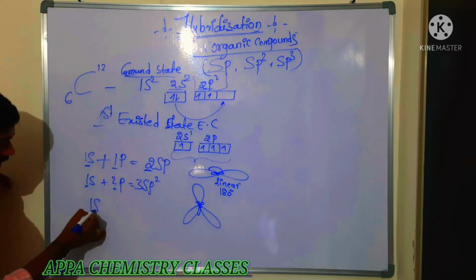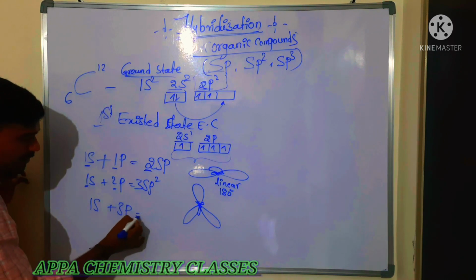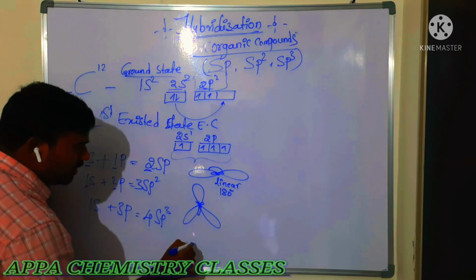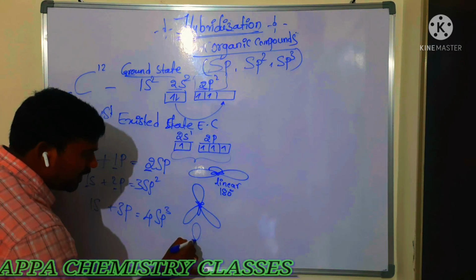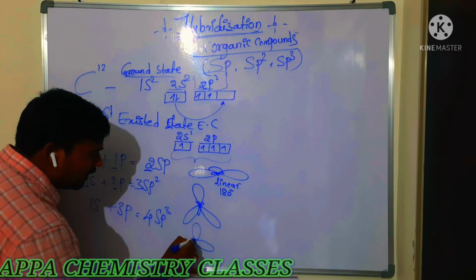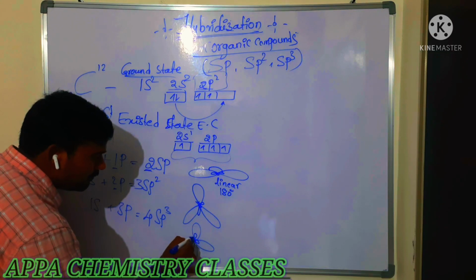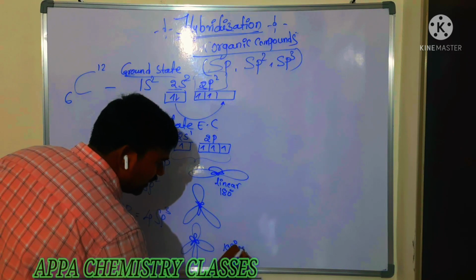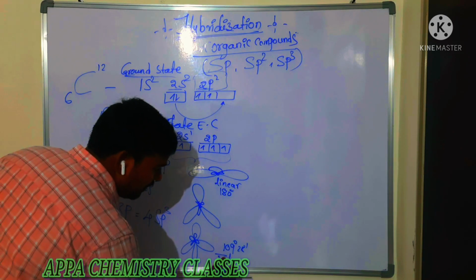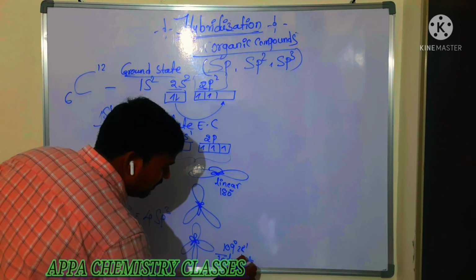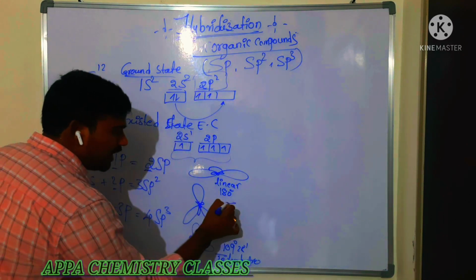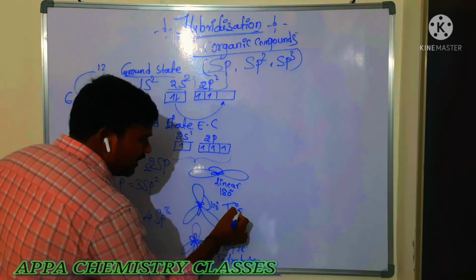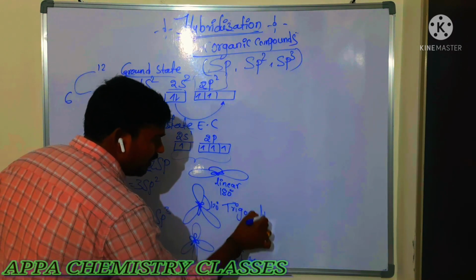After that, 1 s atomic orbital and 3 p atomic orbitals are intermixed. Then we are getting 4 sp3 hybrid orbitals. These 4 sp3 hybrid orbitals are arranged in a tetrahedral manner. Here the bond angle is 109 degrees 28 minutes, so its geometry will be tetrahedral. In the trigonal planar case, the bond angle will be 120 degrees, so the geometry will be trigonal planar.